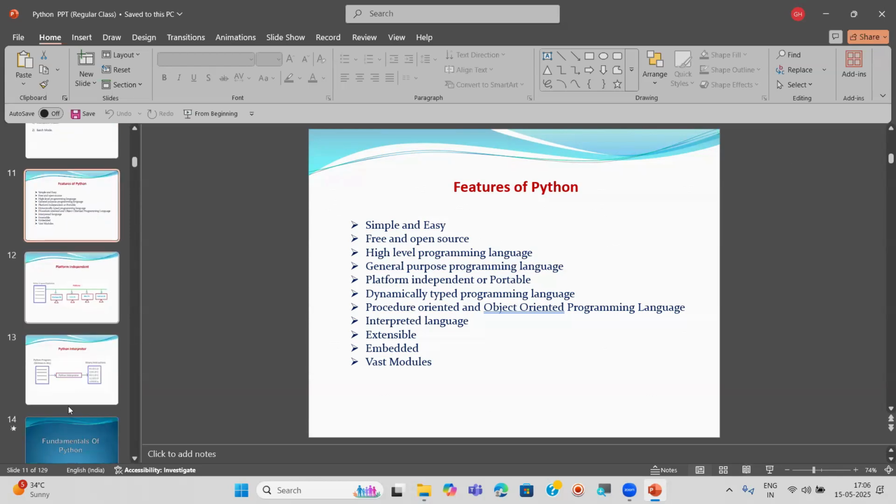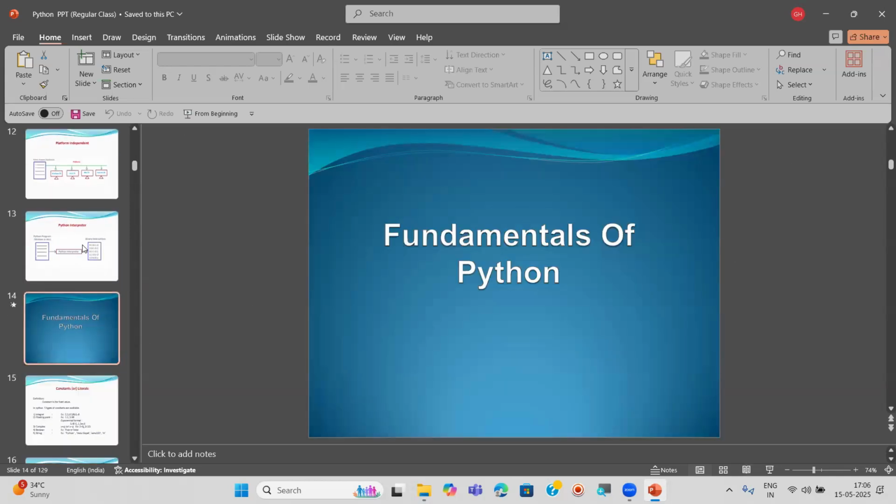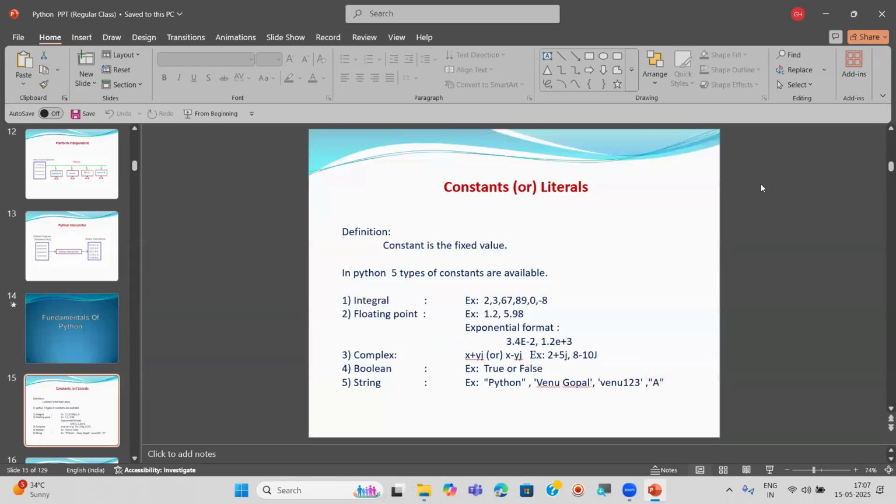No worries. Now today we'll start the fundamentals of Python. This is part two. These fundamentals are very important. I said here we are going to learn the basics of Python. These are very important to write the programs and also to understand the programs. So every point is very, very important from here onwards. Now, first we'll start with constants or literals.